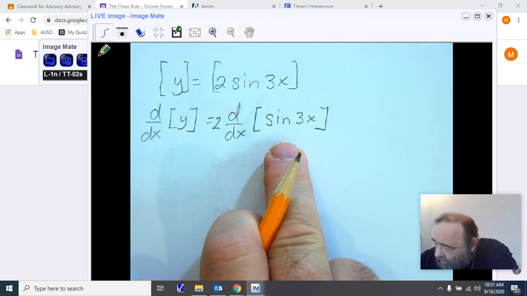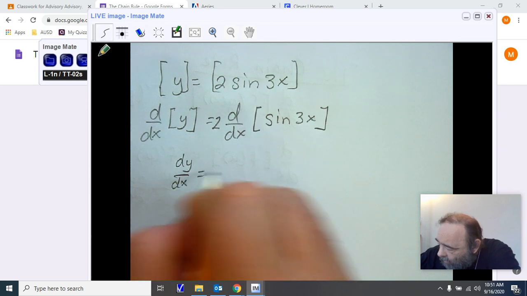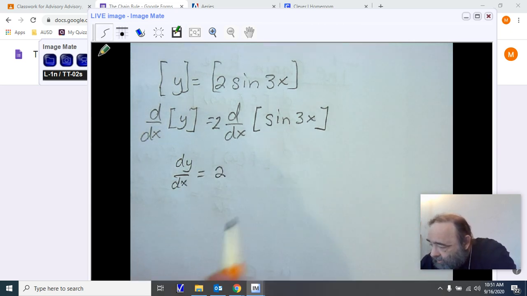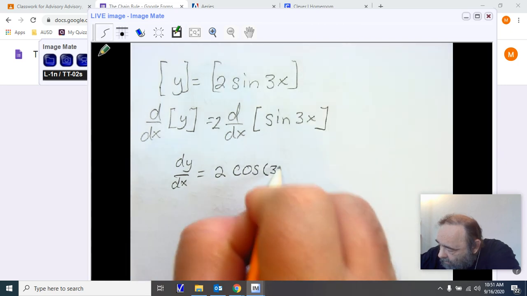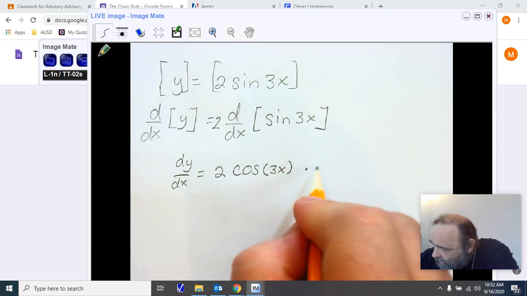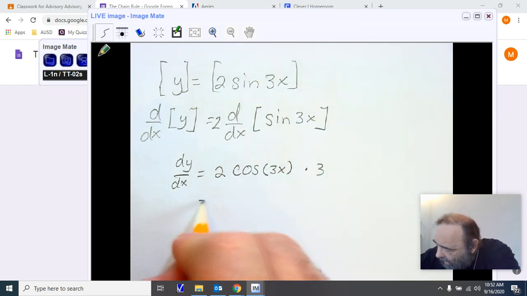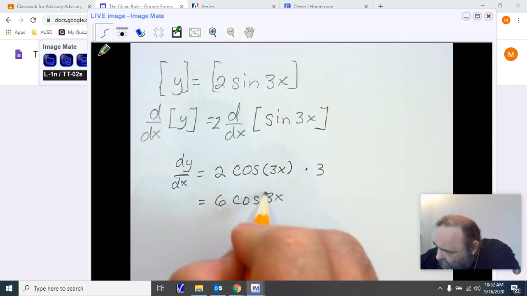This is the chain rule. dy/dx will equal 2. What is the derivative of sine? Cosine. Then what is the derivative of 3x? 3. My answer is 6 cosine 3x.